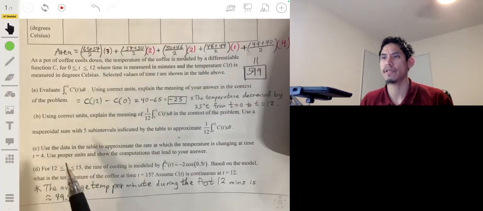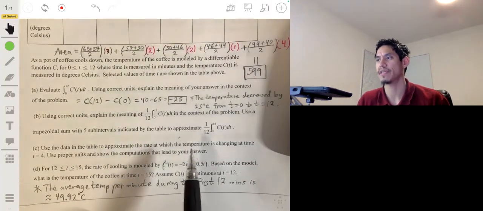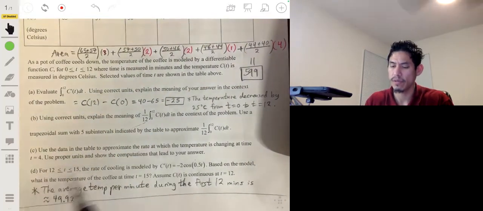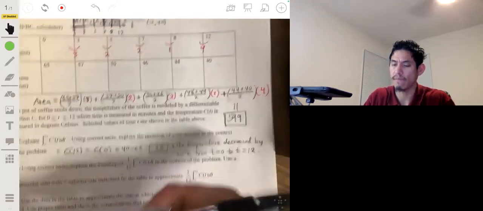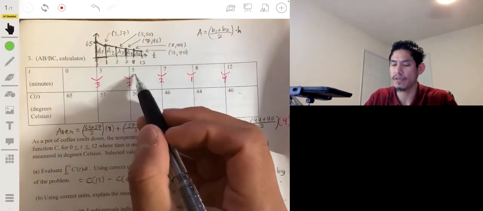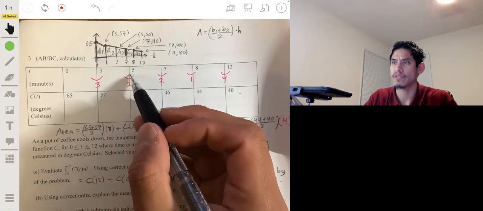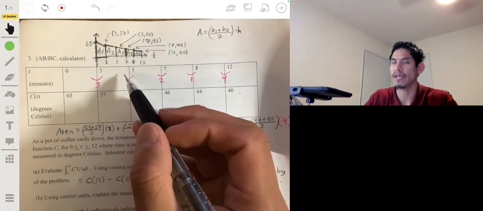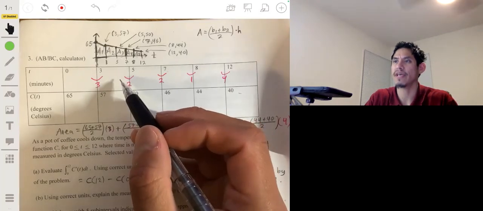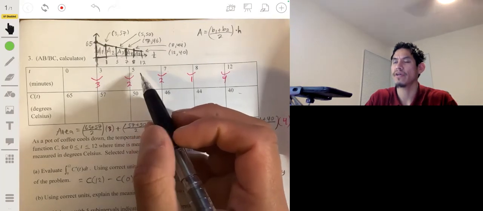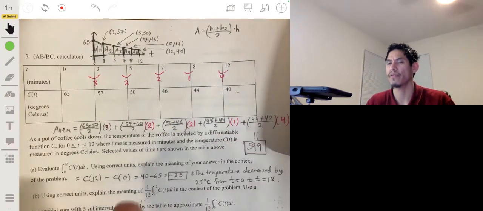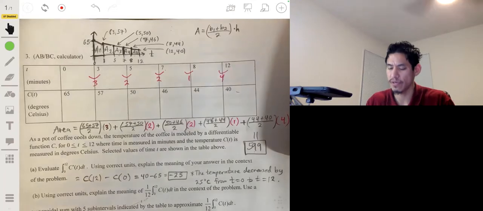All right, part C, use the data in the table to approximate the rate at which the temperature is changing at time t equals 4. So t equals 4 is between 3 and 5. Since we don't have 4 as an explicit value, we're just going to take the rate of change from 3 to 5, and that'll give us an approximation of the rate of change at t equals 4.